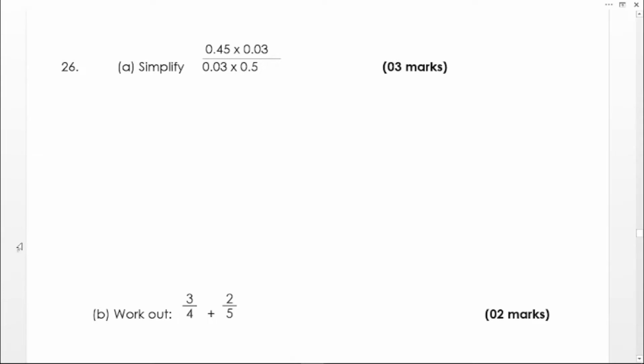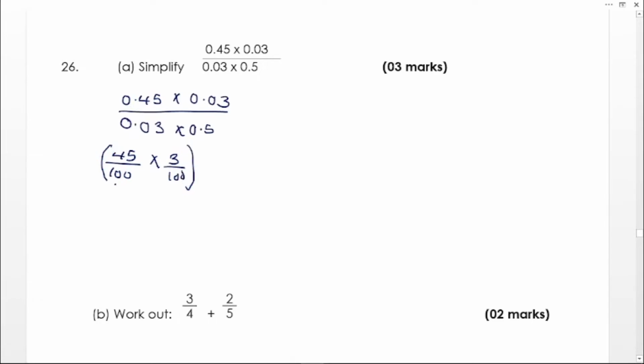All right, now number 26, we are having decimal fractions, and they are telling us to simplify them. So they are telling us 0.45 times 0.03 divided by 0.03 times 0.5. Now the first thing is to convert these ones into common fractions, whereby this is 45 out of 100, then times 3 out of 100, and you have to allow brackets. Then divide by, you open another bracket, 3 out of 100 times 5 out of 10, we close the bracket.